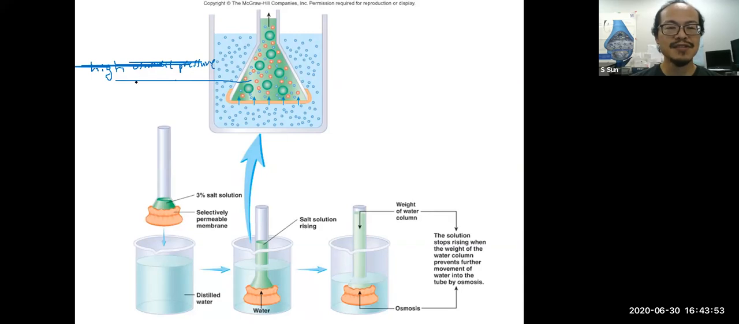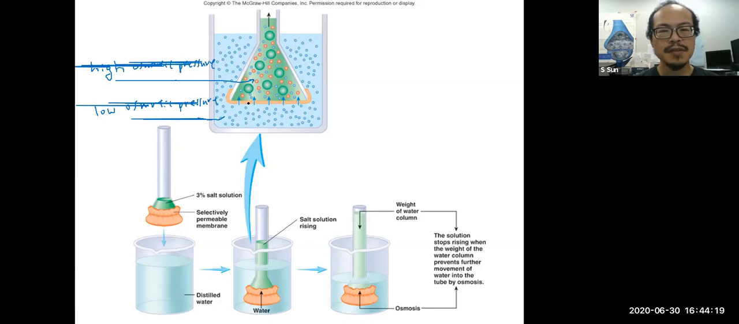The high osmotic pressure will be here, and here is low osmotic pressure. So water will go in from the low osmotic pressure to the high osmotic pressure. So osmotic pressure is a pulling pressure. And then you will see that water will go in and it will increase that level.